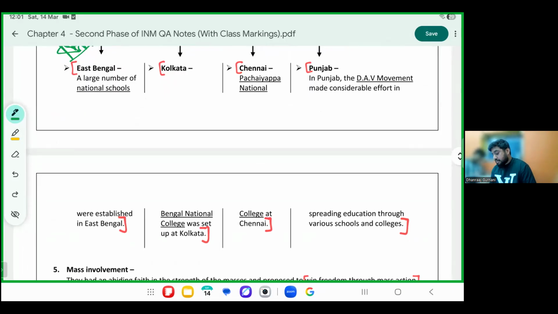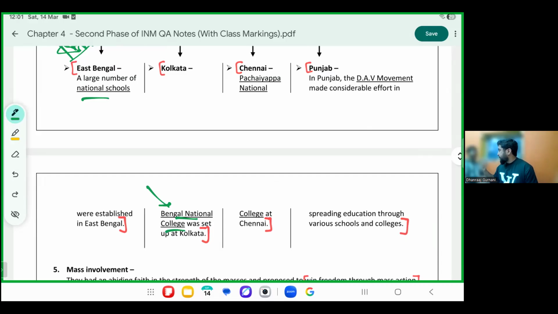East Bengal. See, you can see Bengal. Sabse pehle Bengal was the place. Today also literacy is quite high in Bengal. Bengal was the first place where they said we are starting our own system of education. New schools and colleges were started. Kolkata, make a name, you have to learn: Bengal National College was set up. These are not British controlled, these are Indian controlled.